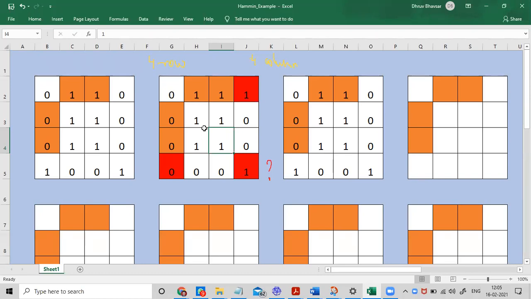So redundancies: with the 16-bit channel, I am able to send only 11 bits of message, and 5 are the redundancies. From that 5, 4 are the redundancies, and 1 is just the parity bit extra to check the number of ones in the whole code.